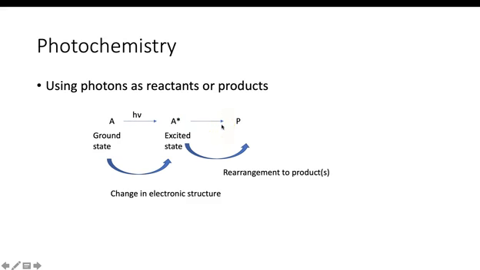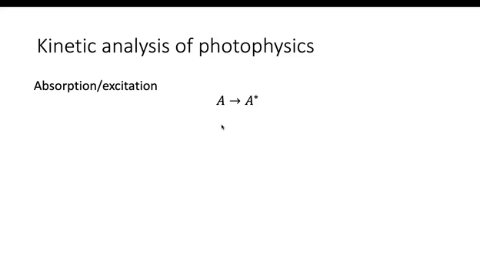Each one of these steps would have a kinetics process. Let's focus more on the photophysics because in the end we're going to get to something that we want to discuss in this class. And let's do a kinetic analysis of this. So the first step in any process where we're using photons is we have to have some excitation. So we have to go from ground state to excited state.